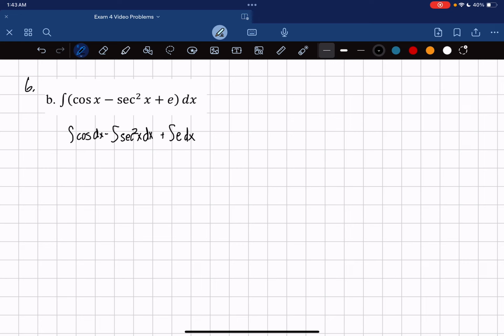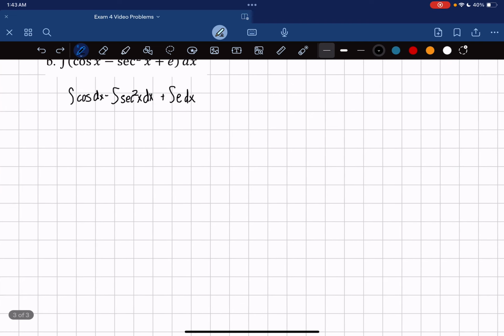For these 2 terms, we have to use our trig property rules. From what we know, the integral of cosine x is sine x, minus the integral of secant squared x is tangent x, since the derivative of tangent x is secant squared x.